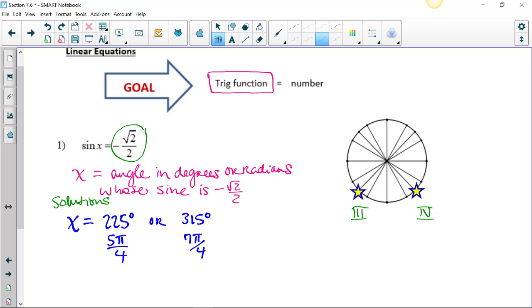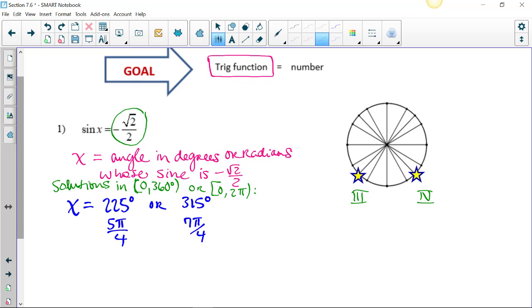Those are the only two angles between, these are solutions on the unit circle. So that means they're solutions in the interval from 0 to 360 in degrees, or 0 to 2 pi in radians. So notice how I'm putting a parenthesis on the 360 and the 2 pi because 0 and 360 are coterminal, so we don't want to list them twice. Okay, so if we're only giving solutions on what I call one trip around the unit circle, then we restrict it to a certain interval.